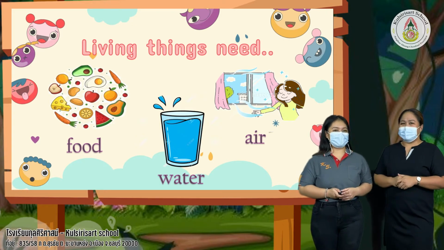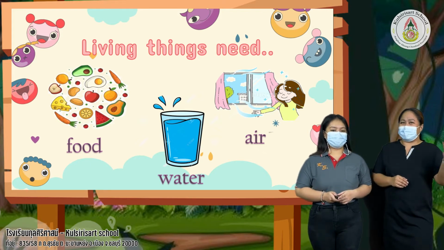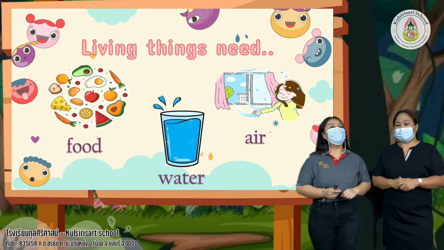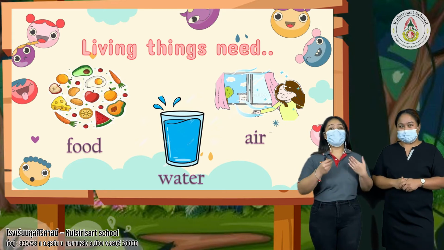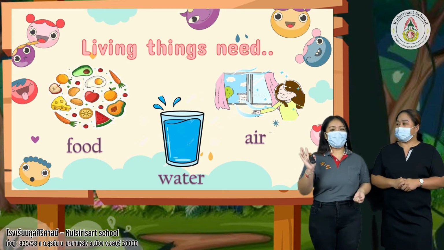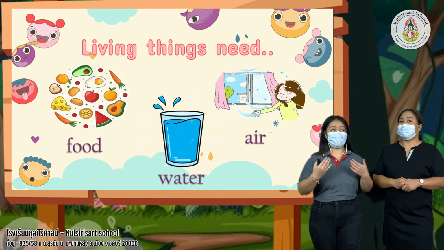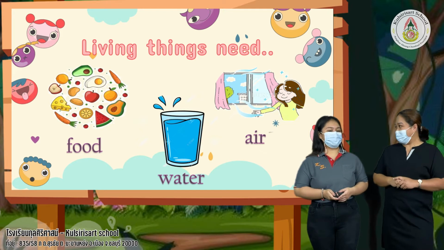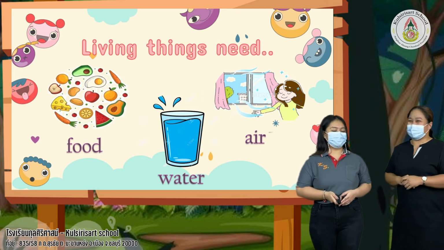Teacher April, I have a question. Yes, what is it? Where do we get the air that we breathe in? Oh, that's a good question. We get the air that we breathe from plants. Plants release oxygen, whereas we humans release carbon dioxide. Okay, that's great. Thank you for that information, Teacher April.